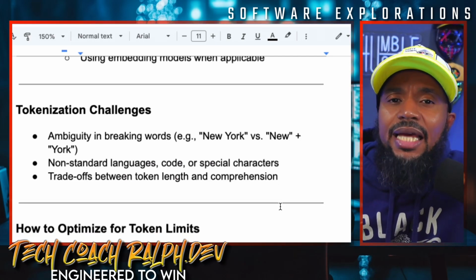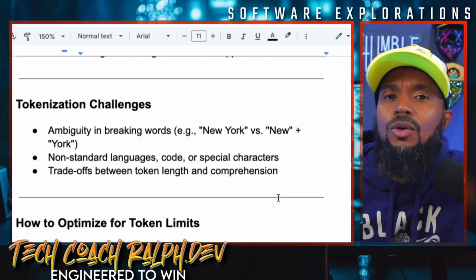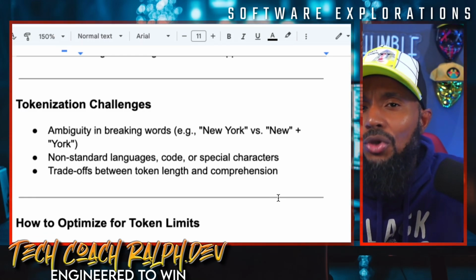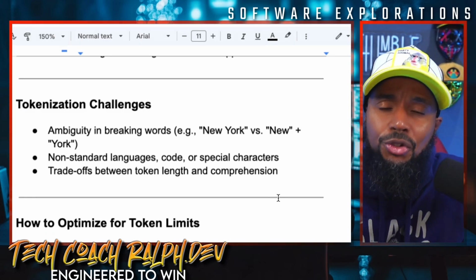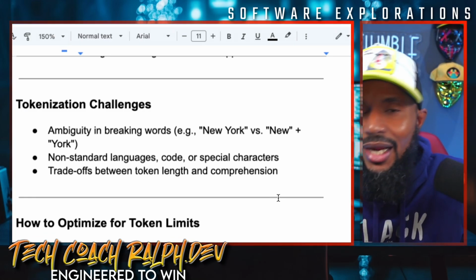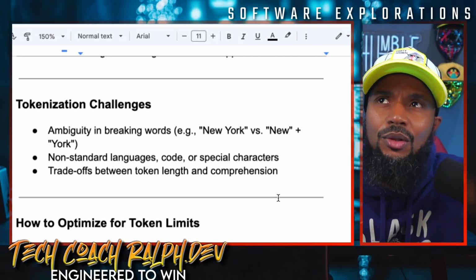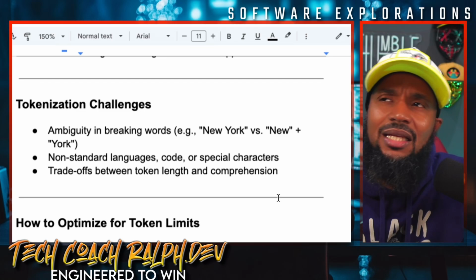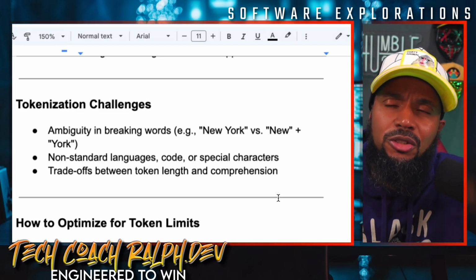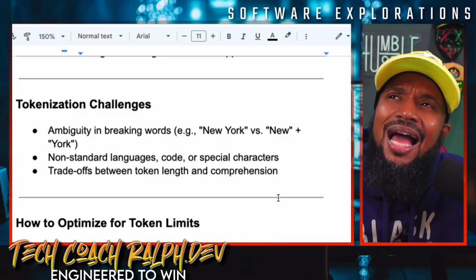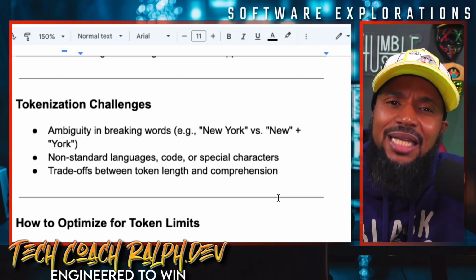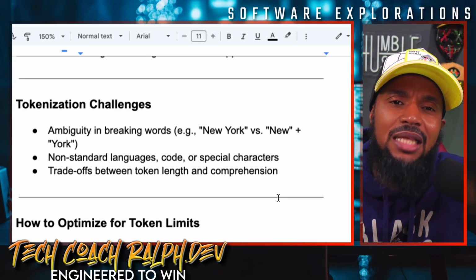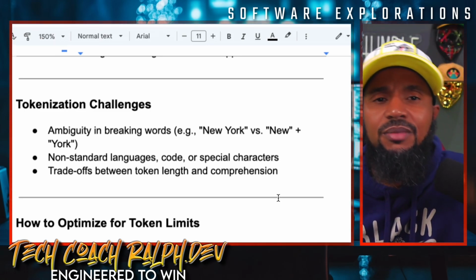So let's jump into the tokenization challenges. There is ambiguity in breaking up words, for example, New York being broken up into New and then York. I normally get pretty good results in my prompting, but I can imagine that if somebody is building their own large language model, dealing with that ambiguity can be a bit challenging. That's definitely something to look into as we are learning more about LLMs.